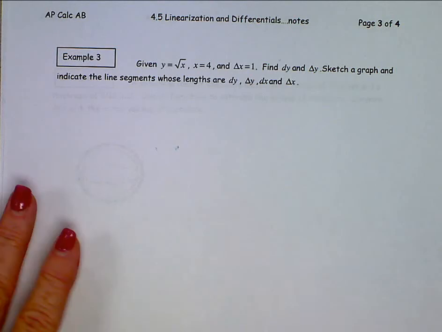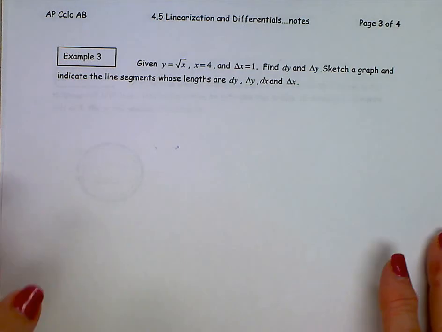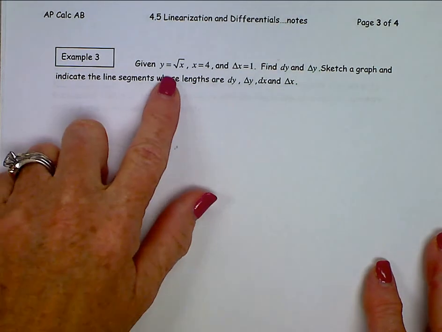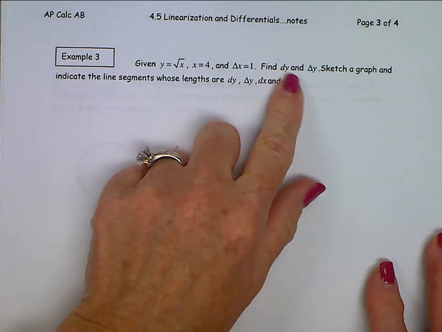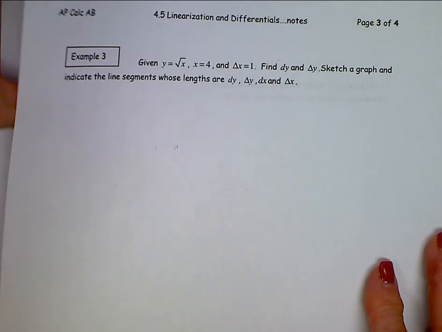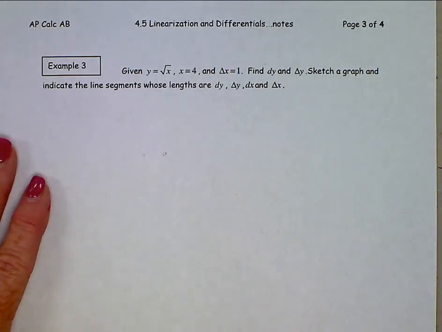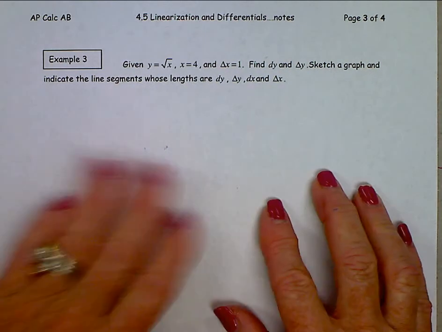Section 4.5, page 3. Taking a look at an example with differentials, we are given that y is equal to the square root of x, x is 4, delta x is 1. Find dy and delta y, sketch a graph, and indicate line segments whose lengths are dy, delta y, and dx. All right, personally, I like to do the sketch a graph part first.